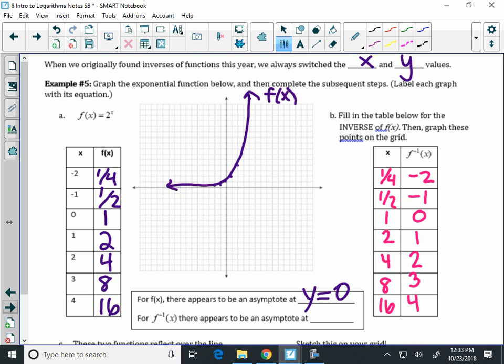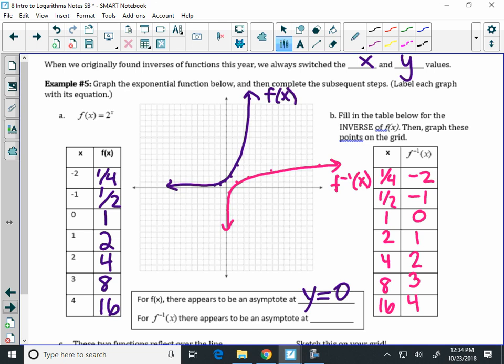And once you fill in that table, you can plot the points. So you'll plot 1/4, negative 2, 1/2, negative 1, 1, 0, 2, 1, 4, 2, 8, 3. There you go. All right, and then you'll connect those just like we did. So take a minute there, plot that, and then you can label that graph as f inverse of x.